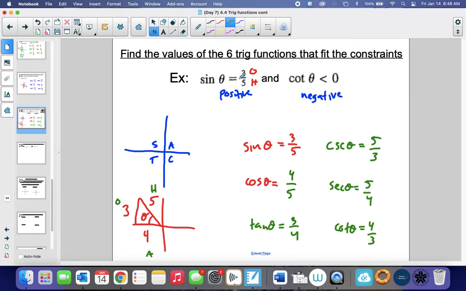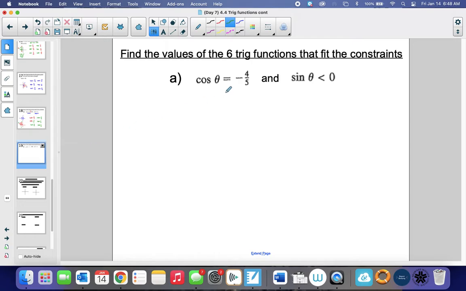Okay, so the interesting part here is you just have to look at the constraints, look at what's positive, what's negative, and find the quadrant where that fits those restraints. So I'm going to just show how to set up this next one, but not find all the trig functions. So this one tells me that cosine is negative, and sine is less than 0, so sine is also negative. So you want to find a quadrant where both of those things are negative.